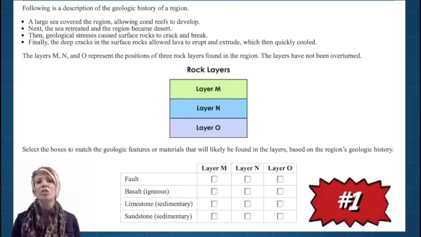For each question, I'm going to read the question to you and review a little bit of basic information for you, and then I want you to pause the video, take the time to answer the question, and then hit play and go on to the next one. So let's start. Question number one.